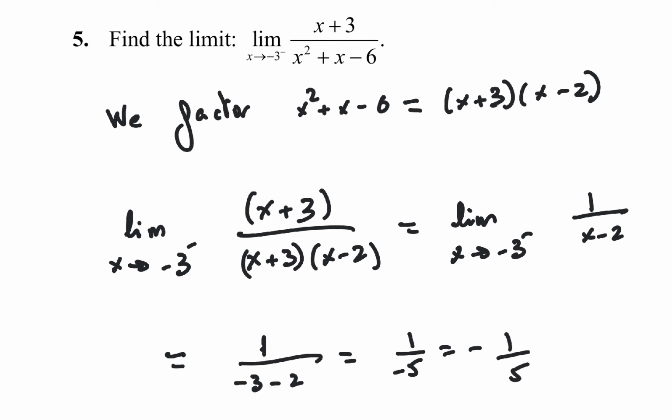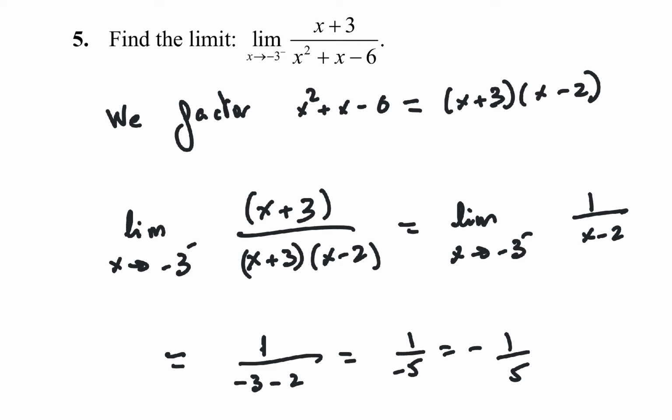The limit when x approaches the point minus 3 from the negative side, so you approach the point minus 3 from the left. It will be x plus 3 divided by x squared plus x minus 6, but that is x plus 3 multiplied by x minus 2, so it's the same. So this will be cancelled, and it will be the limit when x approaches minus 3 from the left of 1 divided by x minus 2. When x approaches minus 3, the value of x is minus 3. 1 divided by minus 3 minus 2, which is minus 5, so this limit will be minus 1/5.